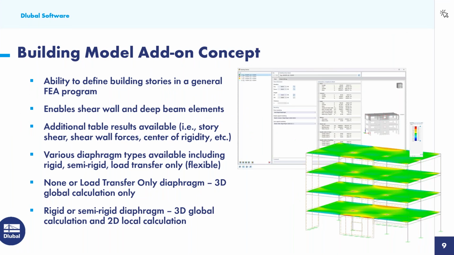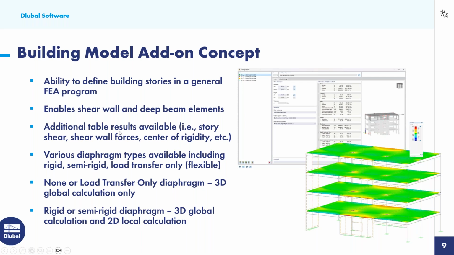So let us go back to the PowerPoint because I do want to discuss the building model add-on concept in more detail, as well as these different diaphragm options. So as mentioned, RFEM 6 is a general FEA program. We are not restricted to only building analysis and design. Rather, we can model tanks, silos, fabric tensile structures, maybe an FEA of a steel connection. Really anything is possible. But this building model add-on is releasing these building-specific features in this general FEA program, such as the ability to define stories. Now we also have the option, which we'll see in just a minute, to define shear walls and deep beams.